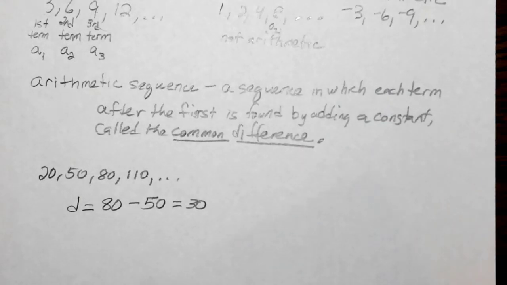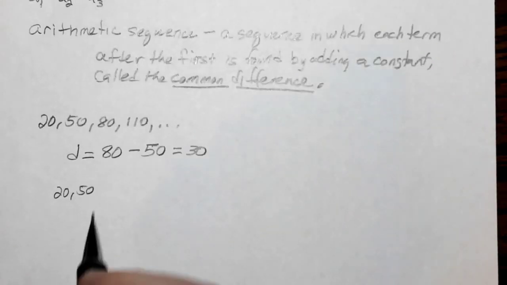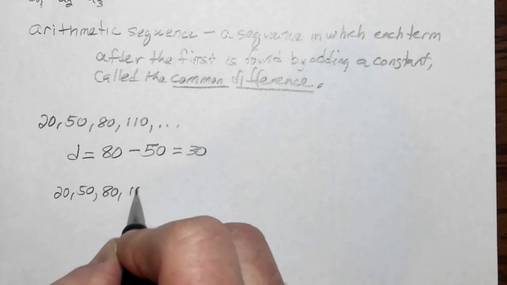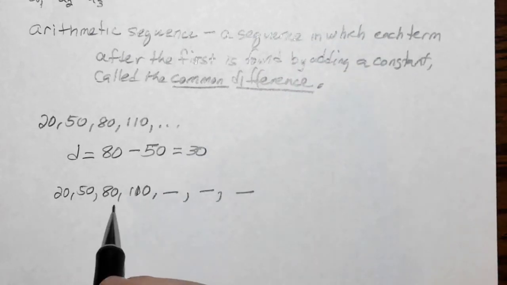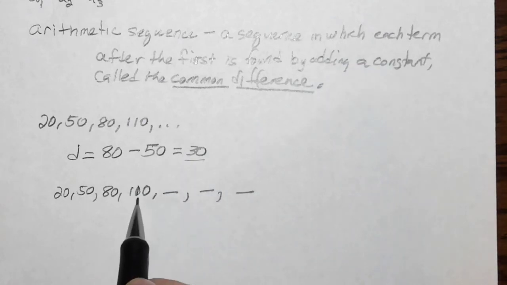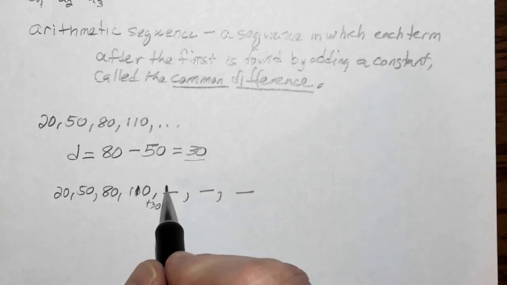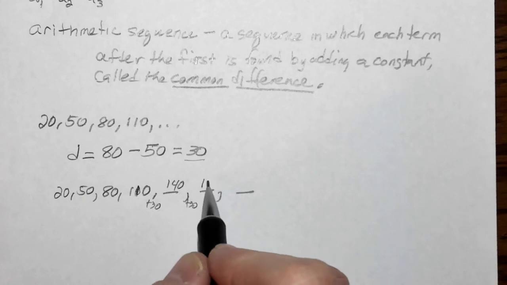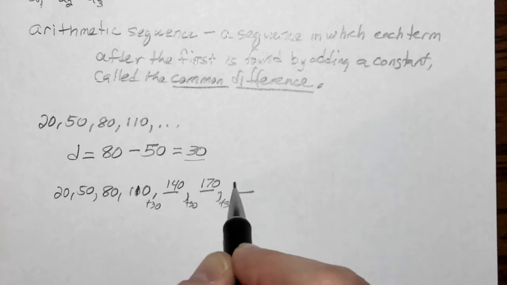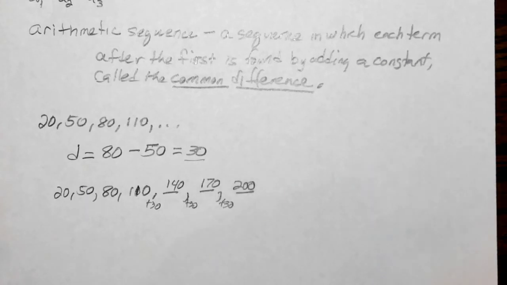We also at times want to be able to find the next 3 terms, or the next certain number of terms. So if I took that example up there, 20, 50, 80, 110, and I wanted to find what the next 3 numbers are, my common difference is 30, so each time I would add 30. So I'd add 30 here, that would be 140. I'd add 30 again, that'd be 170, and I'd add 30 again, and that'd be 200.